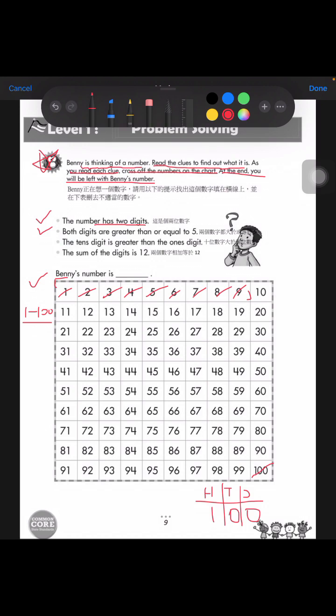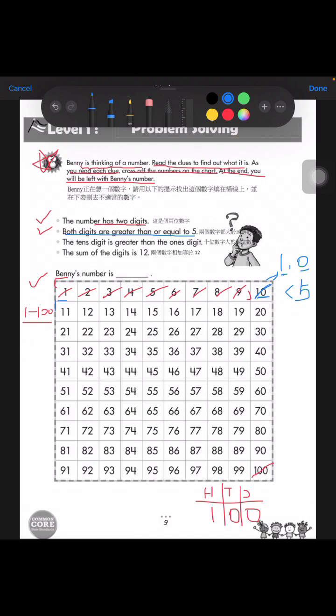And then we look at the second clue. It says both digits are greater than or equal to 5. What does this mean? Okay, we take 10 as an example. Okay, we look at number 10. The digits in number 10 are 1 and 0. So both 1 and 0 are less than 5. So it doesn't agree with the second clue, so we can cross it out.